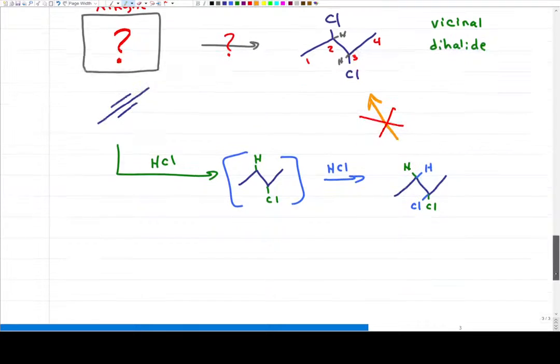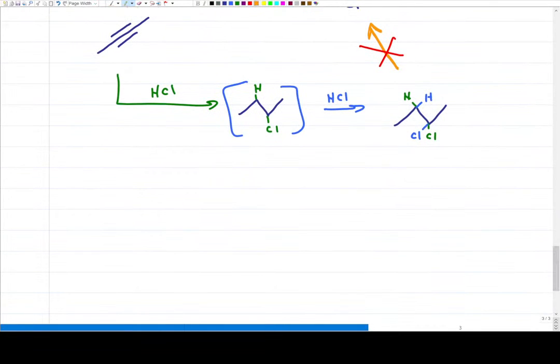Well, what if I use Cl2? Because that will add the chlorines to 2 different carbons. So let's try that one. Cl2 in excess or limited, because I already showed you that it's going to jump all over the place, I would get a molecule that looks like this.